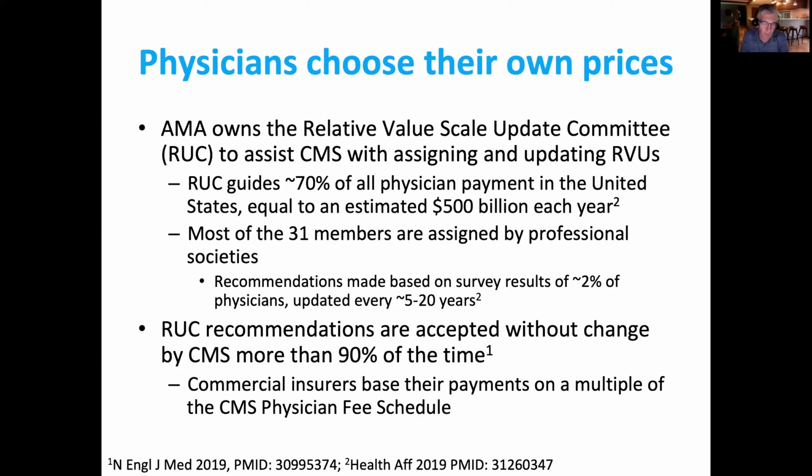The trouble, beyond the kind of weird last legal monopoly aspect of this, is that they often operate on kind of flawed data. Surveys go out to ask doctors how much time a specific procedure takes them and what kind of resources, but those survey results are ultimately returned by only about 2% of physicians, and they're updated as infrequently as every 20 years. So in spite of the kind of perverse incentives of the RUC and the fact that they're operating with less than perfect data, their recommendations are accepted without change by CMS about 90% of the time.